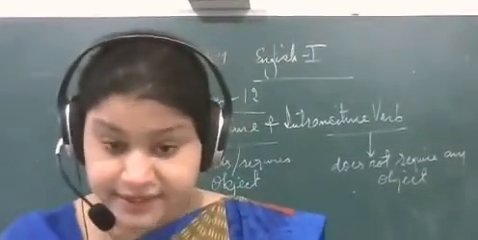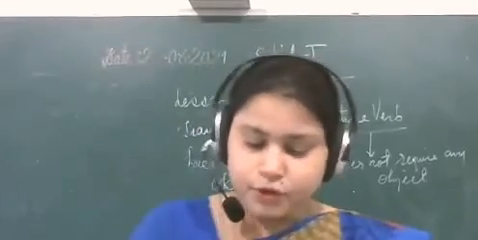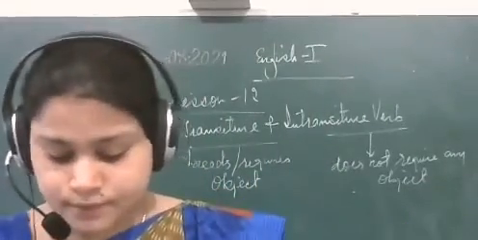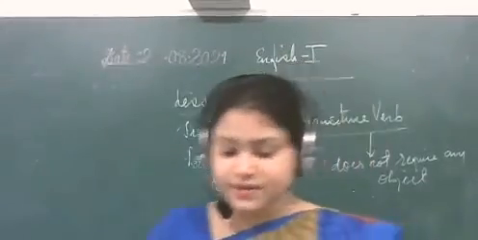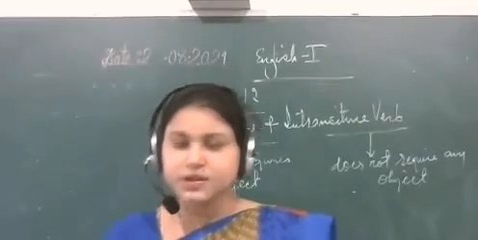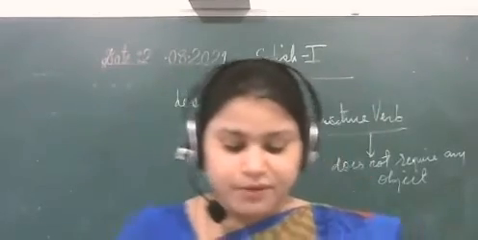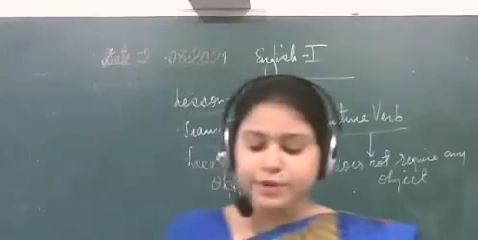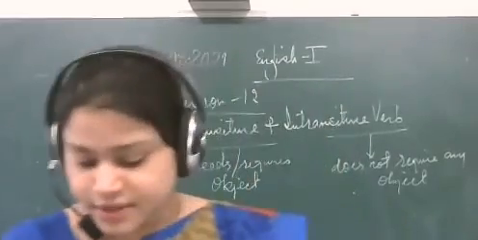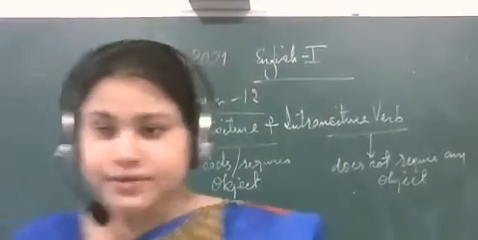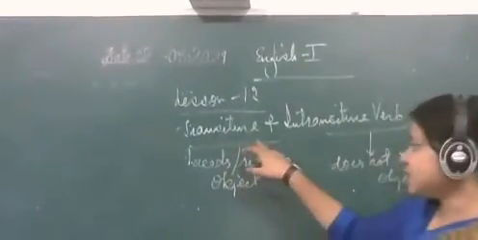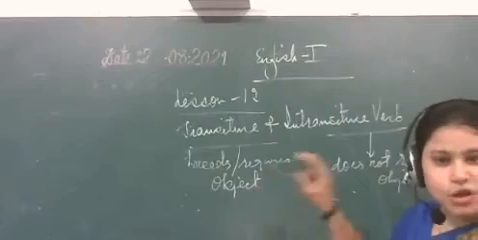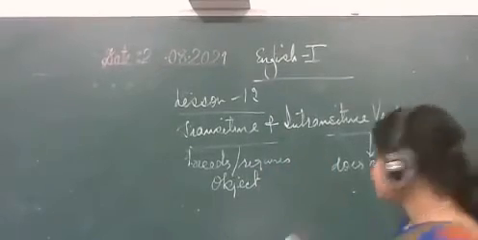So here we are going to study the first exercise, that is exercise A. What to do here? Point out the transitive verb and their object in the following sentences. Where the verb is intransitive, simply mention the intransitive verb. So here in the first exercise, you have to find out the transitive verb as well as its object. Clear? So let's begin.